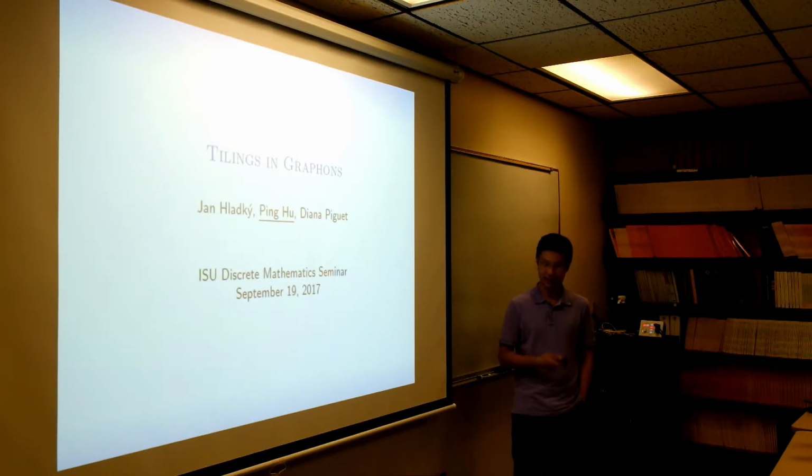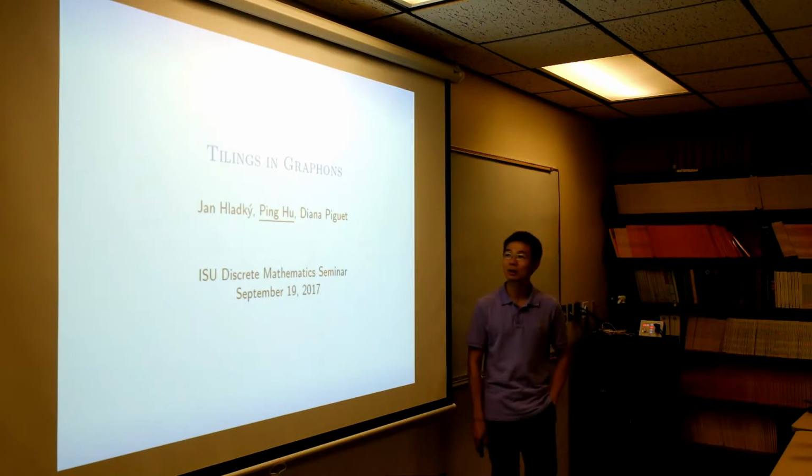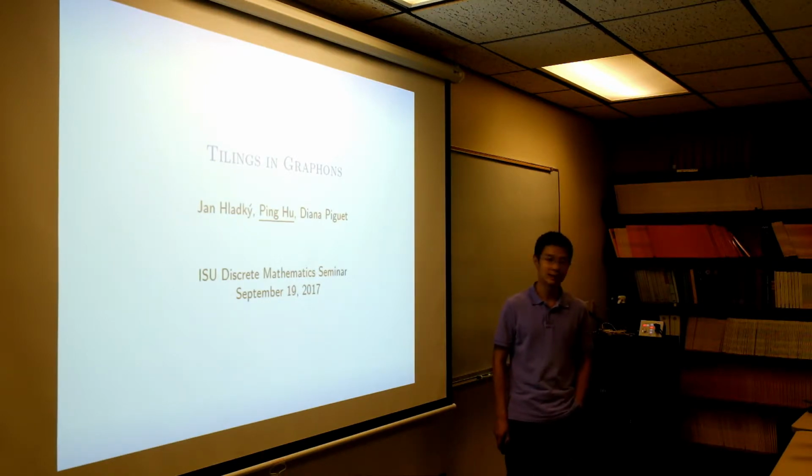So thank you for the introduction. I want to talk about tilings in graphons, and if you're not familiar, I will define graphons in the first few slides. And for tilings, you just want to find vertex disjoint copies of a fixed small graph. Like if you want to find vertex disjoint copies of an edge, then it's a matching, right? And you can find all others. But during this talk, I will mainly focus on matching for simplicity.